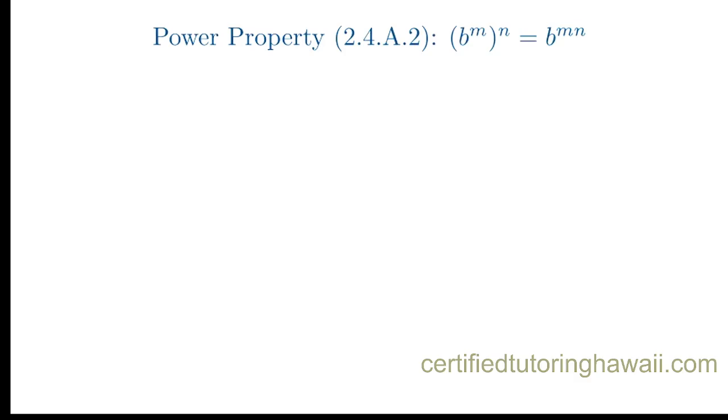This property is essential for dealing with horizontal stretches and compressions. A horizontal stretch or compression occurs when you multiply the input x by a constant c. For an exponential function f of x equals b to the power of c times x, the input x is multiplied by c. If c is greater than 1, it's a horizontal compression. If c is between 0 and 1, it's a horizontal stretch. Now let's see how we can rewrite this.